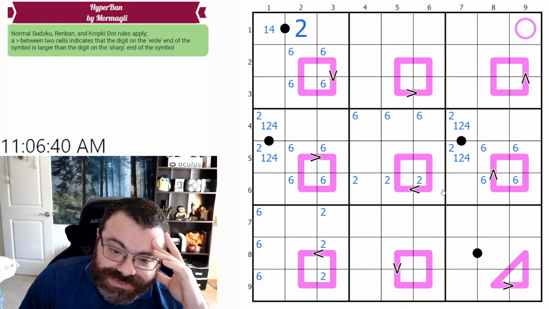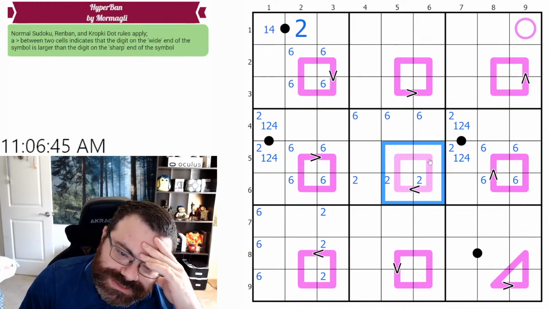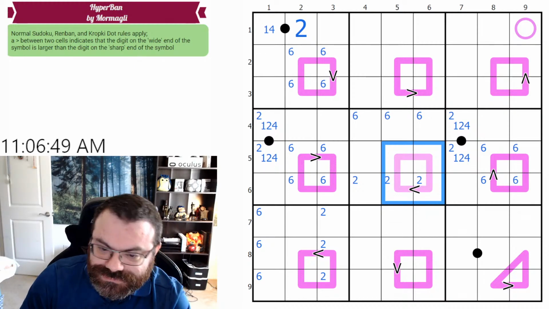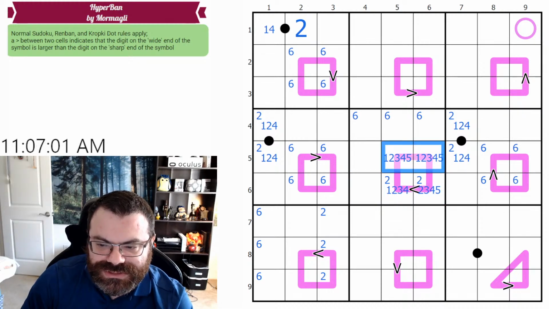No 6 on Renban in box 5. True. So now this Renban doesn't have a 6 on it, and it can't be 7, 8, 9. So this is from 1 to 5. So this is not 5, and that's not 1. So it has 2, 3, and 4 on it. These are not 2s. It's got 3 and 4 on it. It's getting messy.